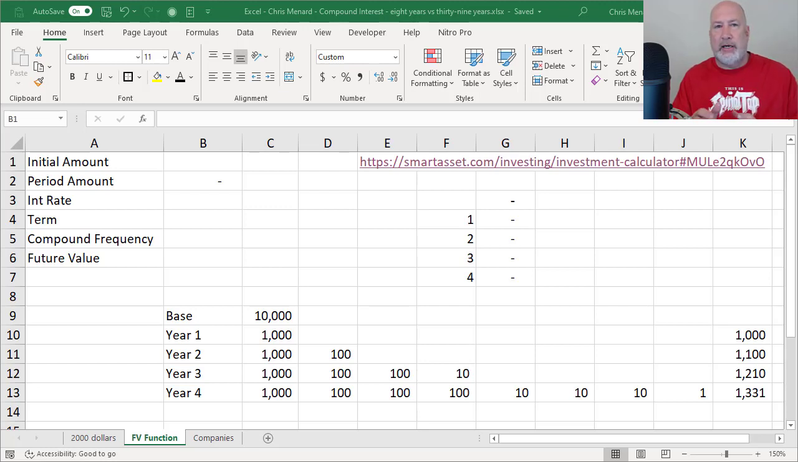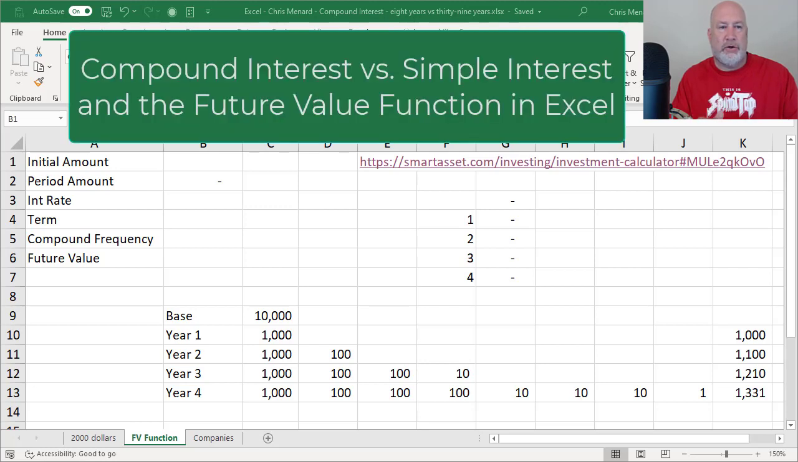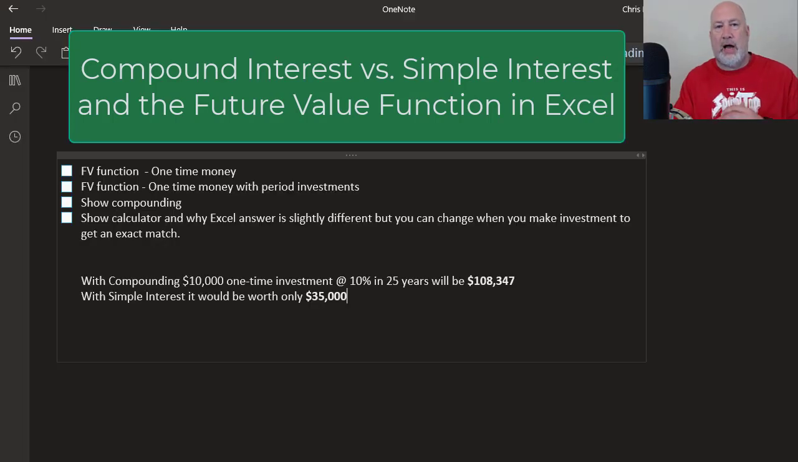I'm still discussing compound interest. So in this video, I'm going to compare compound interest versus simple interest. Plus, I'm going to show Microsoft Excel's future value function. So here is our topic list.